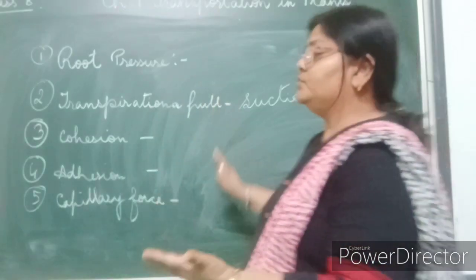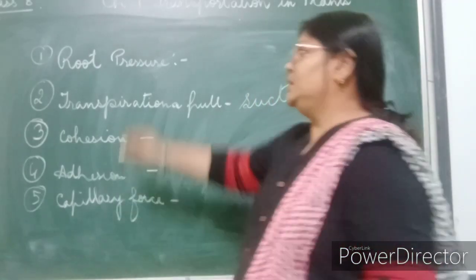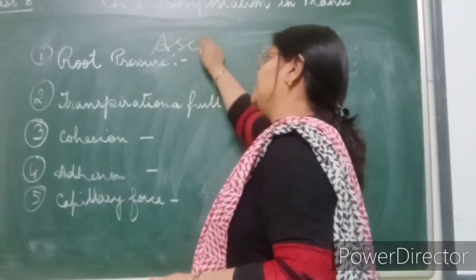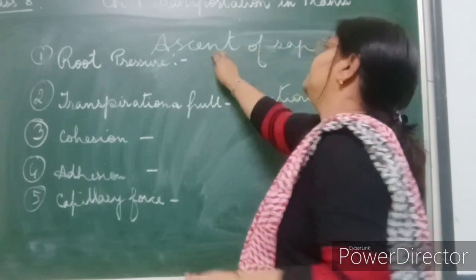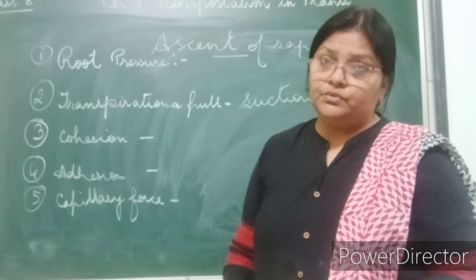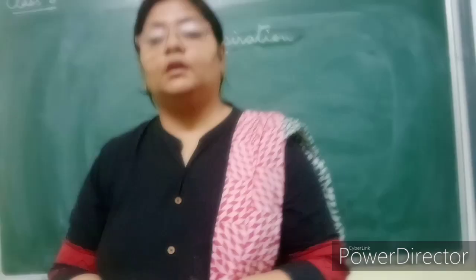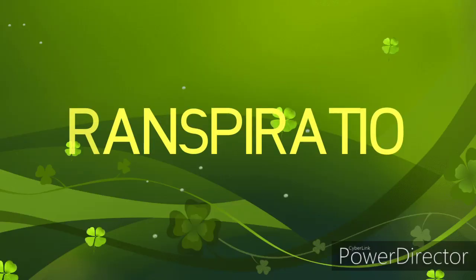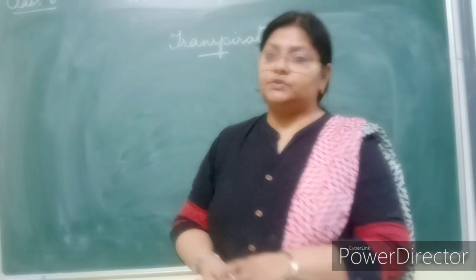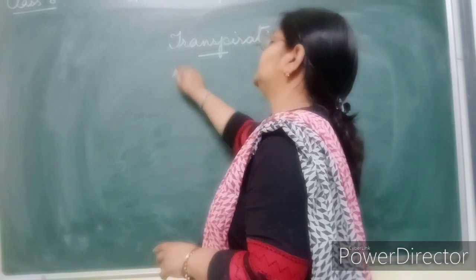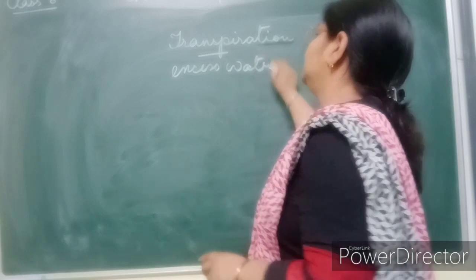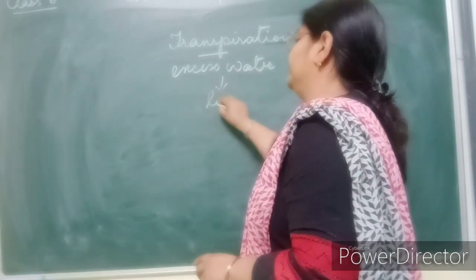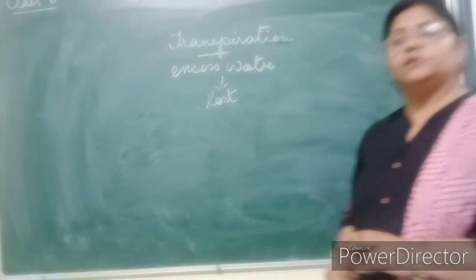So all these forces together help in ascent of sap. What is ascent of sap? It is the upward movement of water and minerals in the plant from the roots to the leaves. The transpiration is a very important process that takes place in the plant, which helps it to get rid of excess water. Excess water from the plant is lost, okay, because of transpiration.